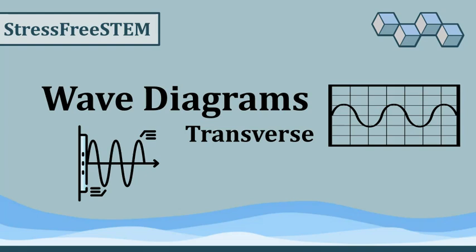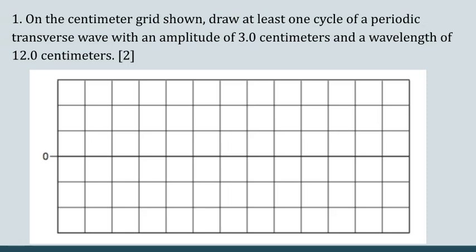Hi everyone! In this video we're going to be going over how to draw wave diagrams for the physics Regents, and in this case we're going to be looking at some transverse waves. So the question says, on the centimeter grid shown, draw at least one cycle of a periodic transverse wave with an amplitude of 3.0 centimeters and a wavelength of 12.0 centimeters.